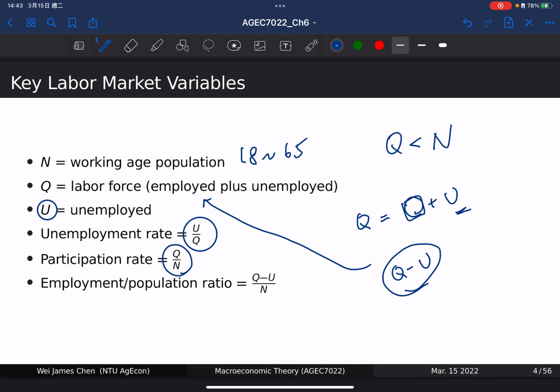And the employed over population ratio, by definition, employed is Q minus U, and the population is N. So Q minus U divided by N, that's the employed population ratio. You don't really need to memorize this, I just want to give you the idea, so that later on you can come back and check.